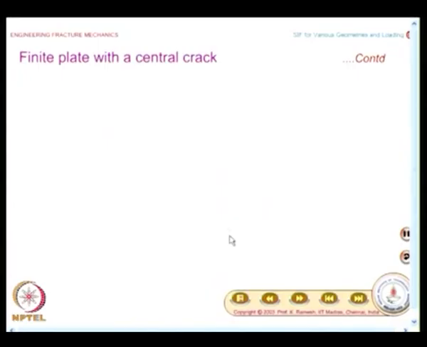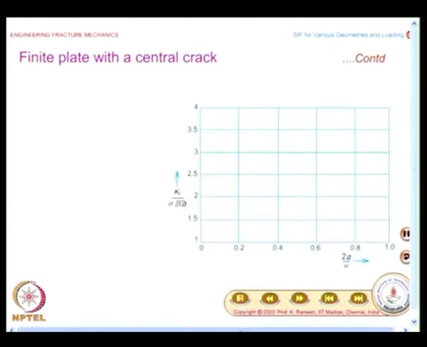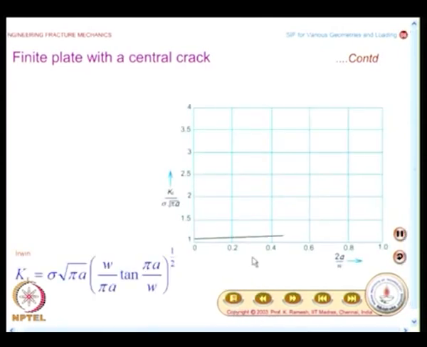So, you could take that for finding out the stress intensity factor for finite geometry, and these expressions are also compared in a graphical form, and also make a note of this graph.